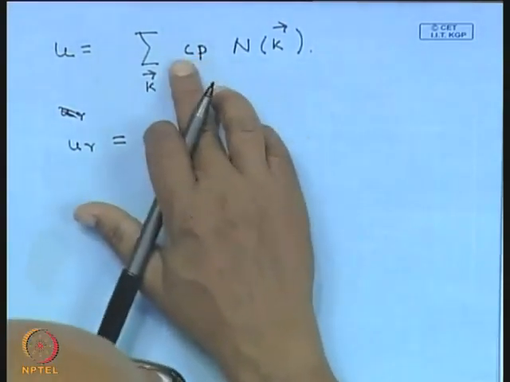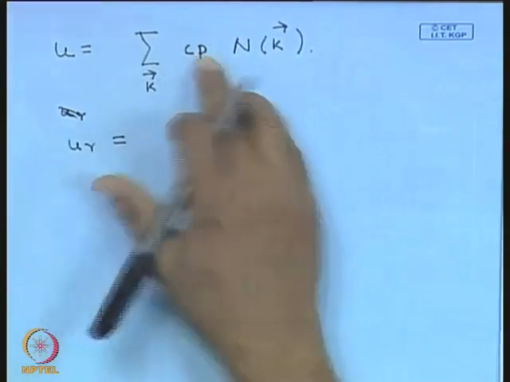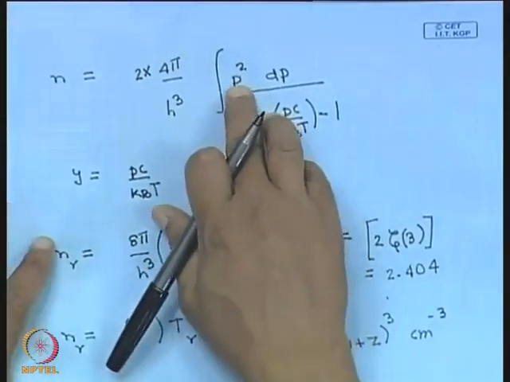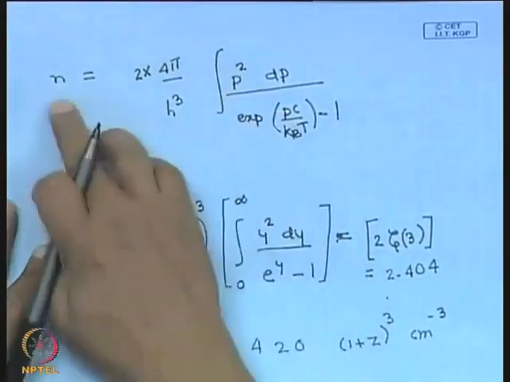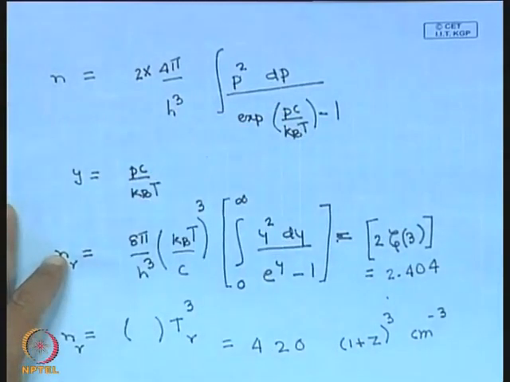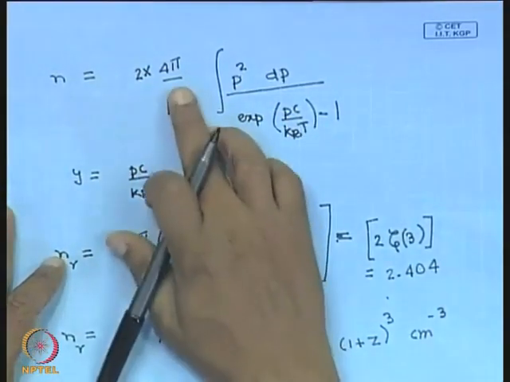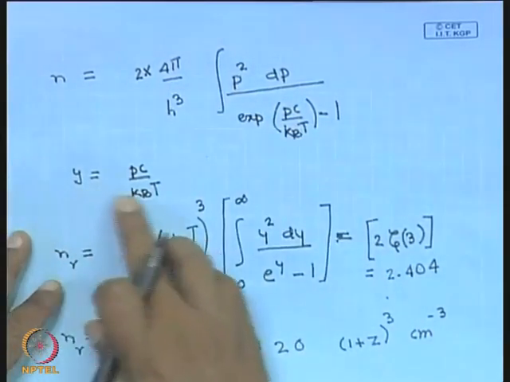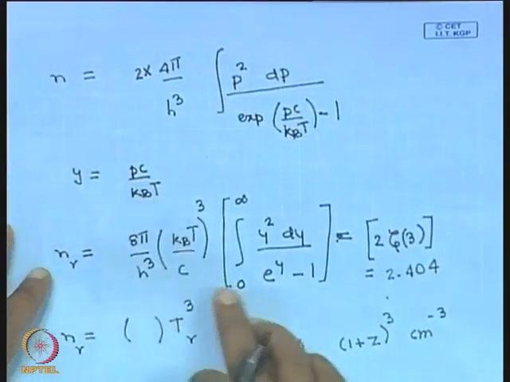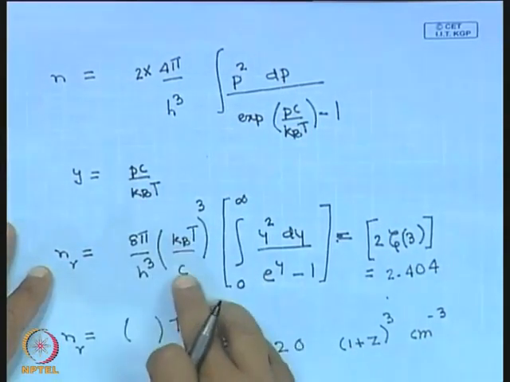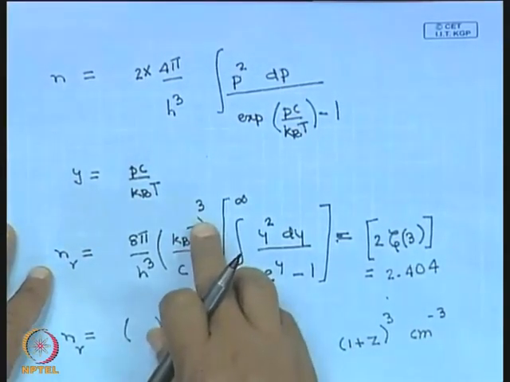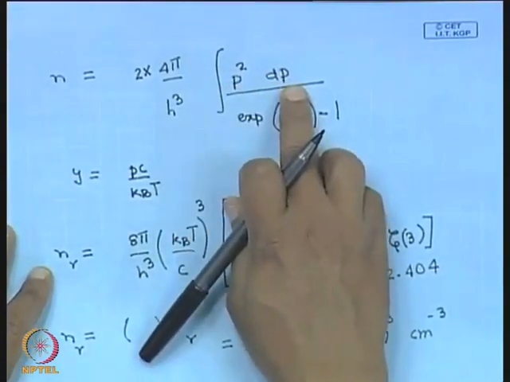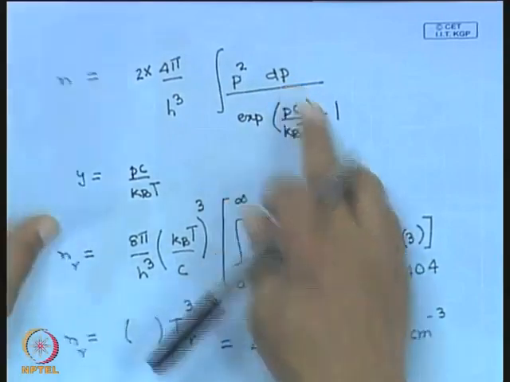You will be multiplying the whole thing by a factor of c into p. So you will get a factor of p extra over here. You will have p cube in the integral, and a factor of c also outside. If you now replace it using y, then you will have (kB T by c) to the power 4, because you have three p's for that situation. Okay, and we have discussed this.